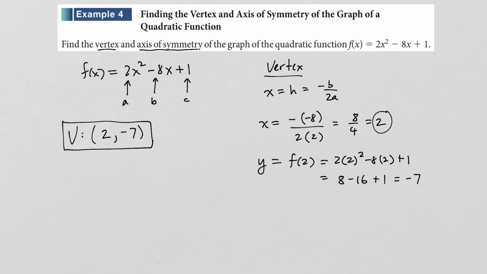Now, what is the axis of symmetry? Well, remember, the axis of symmetry is nothing more than a vertical line, so it's going to have an equation x equals, and then we just take the x-coordinate of the vertex. So the axis of symmetry is x is equal to 2.